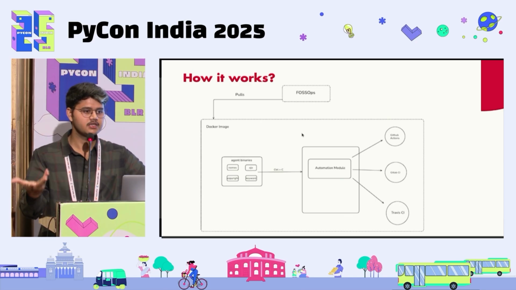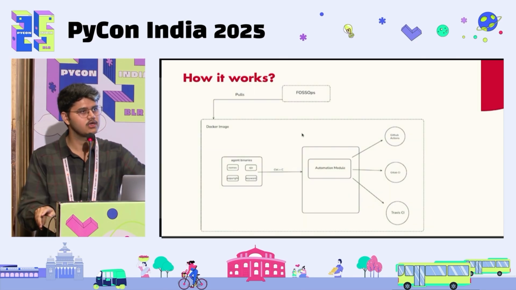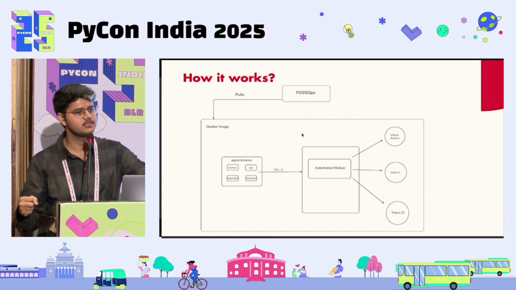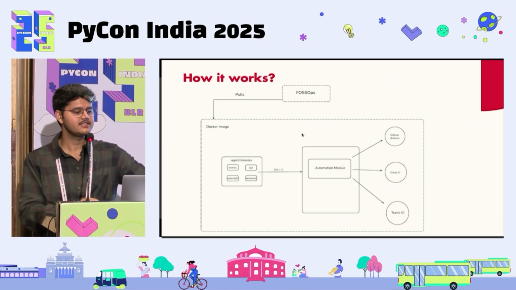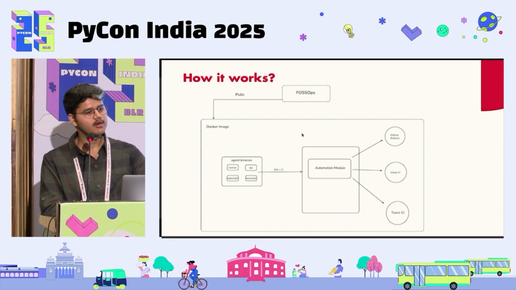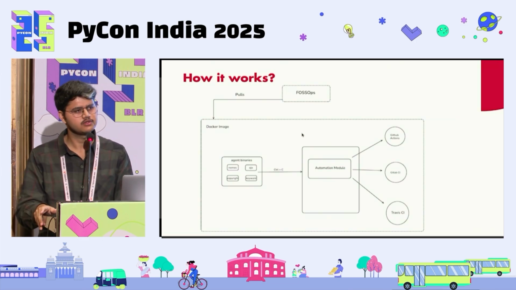And what FOSSOps does is it essentially uses this Docker image that is published to the Docker Hub registry. It just pulls in this image and does all of this stuff that I mentioned inside of a GitHub runner environment, and then publishes the report as an artifact in the CI pipeline. So this was all about the configuration options, right?